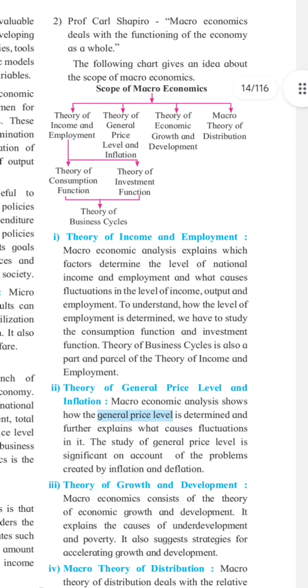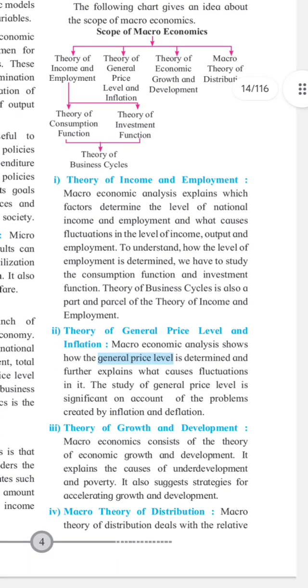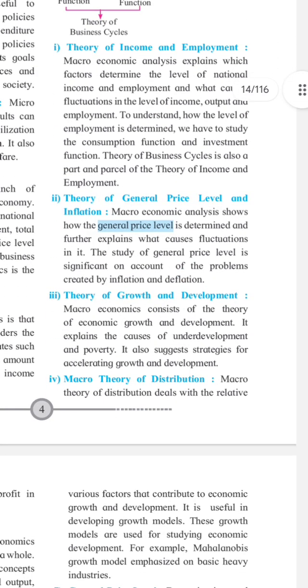Now, the scope of macroeconomics. It is divided into four branches. First is theory of income and employment, second is theory of general price level and inflation, third is theory of economic growth and development, and fourth is macro theory of distribution. First is theory of income and employment. Macroeconomic analysis explains the level of national income, level of employment, and causes of fluctuations in income, output, and employment.